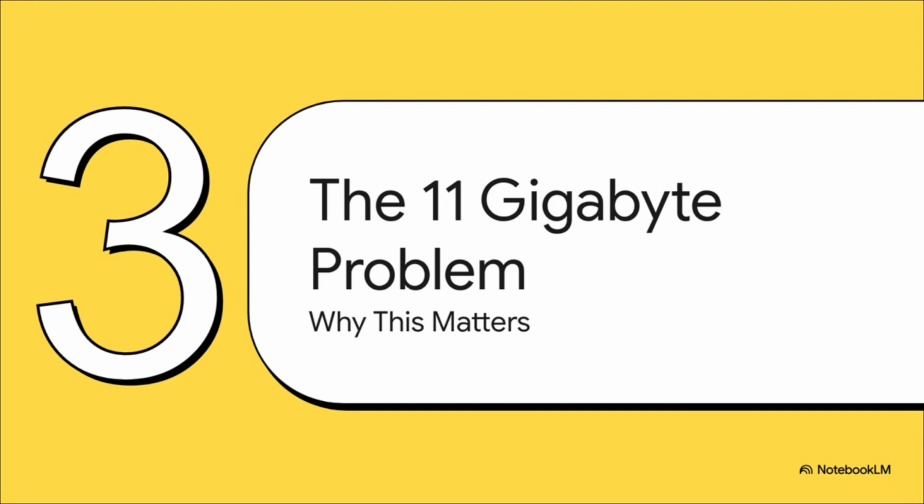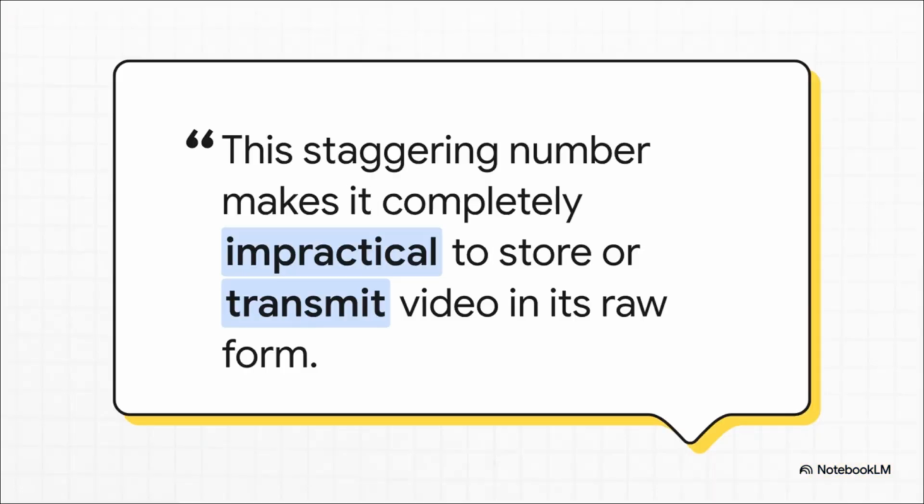And this is way more than just a fun fact. This is the fundamental problem that the entire video industry has been built to solve. This is the 11 gigabyte problem. And let's break down why it matters so much. This brings us to a really critical conclusion. Raw, uncompressed video is just too big. You couldn't download it, you couldn't stream it, and you certainly couldn't store very much of it.